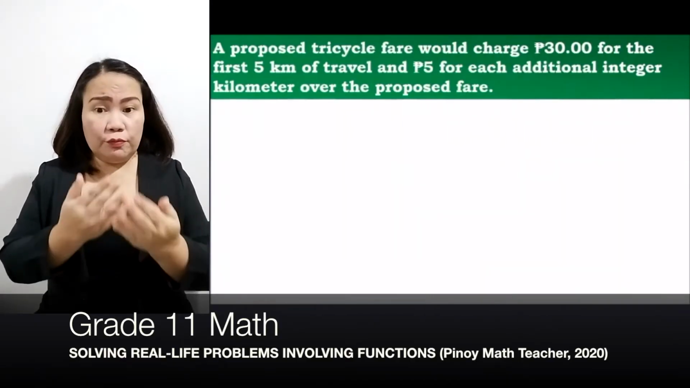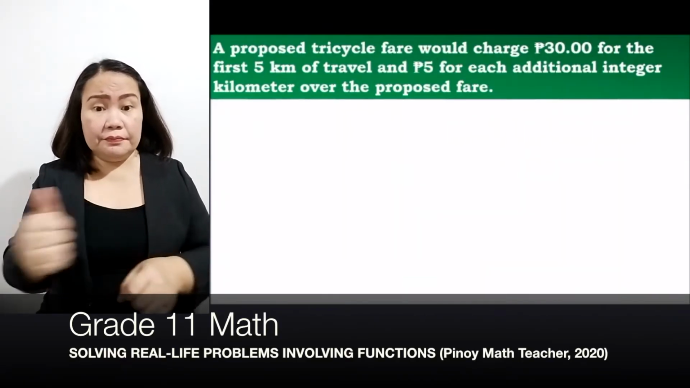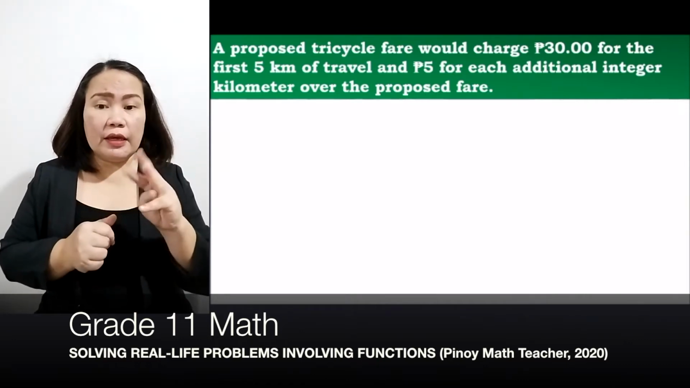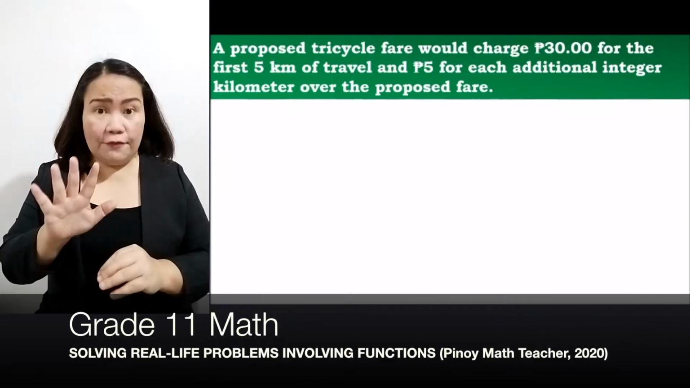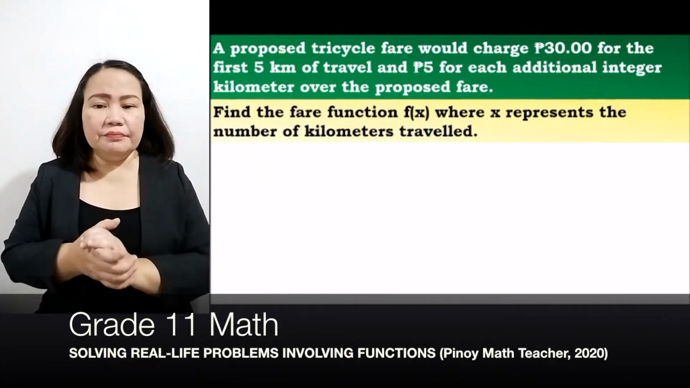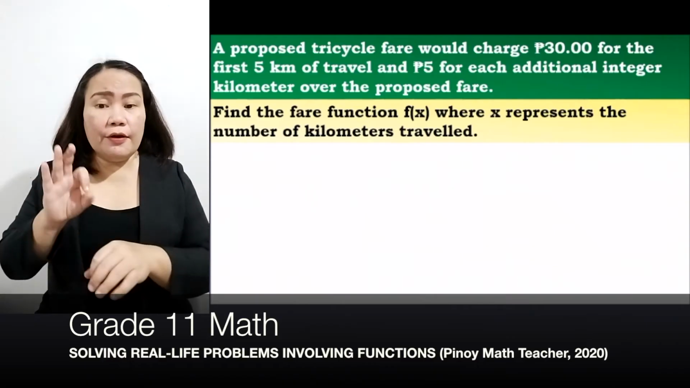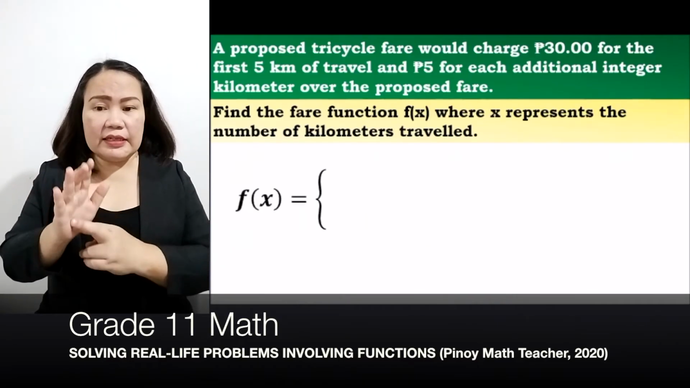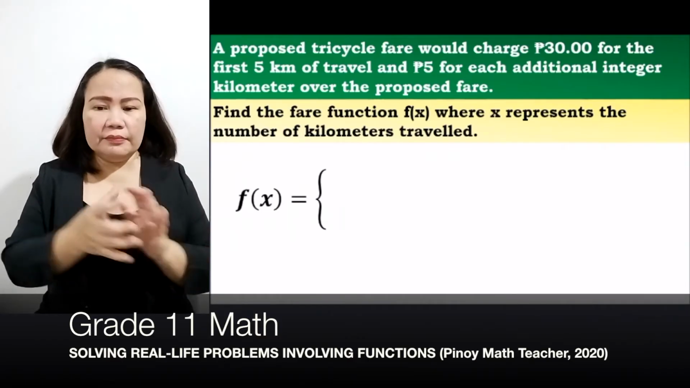A proposed tricycle fare would charge 30 pesos for the first 5 kilometers of travel and 5 pesos for each additional integer kilometer over the proposed fare. Find the fare function f of x where x represents the number of kilometers traveled. Ito ay halimbawa ng piecewise function na may dalawang piraso.